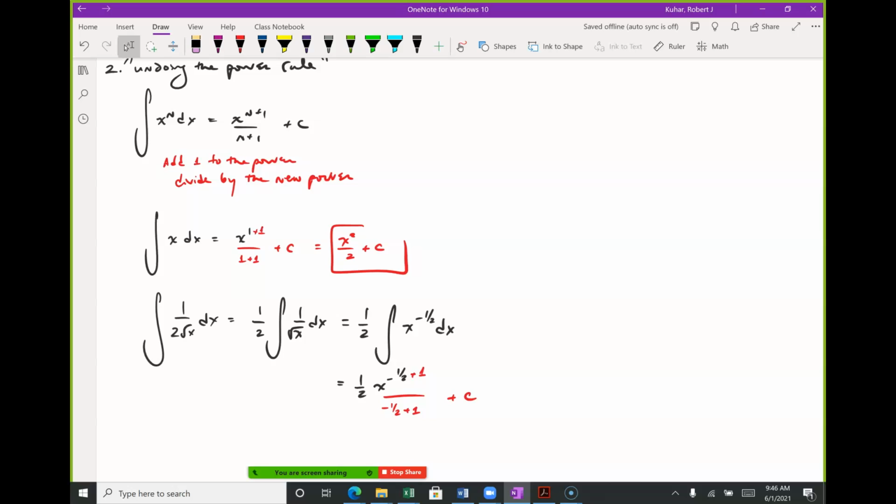If you can't see your mistake, start the problem over, right? That's usually easier. And then if you can color coordinate things, that does help. So I get 1/2 x to the 1/2 over 1/2 plus c. So I get square root of x plus c, and we knew that, right?